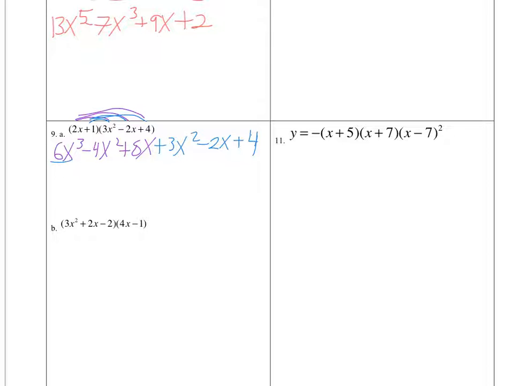All right, 6x cubed, nothing in common. Bring it down. Minus 4x squared plus 3x squared is going to be minus 1x squared. Plus 8x minus 2x is plus 6x. And then I've got a plus 4. That's our final answer.